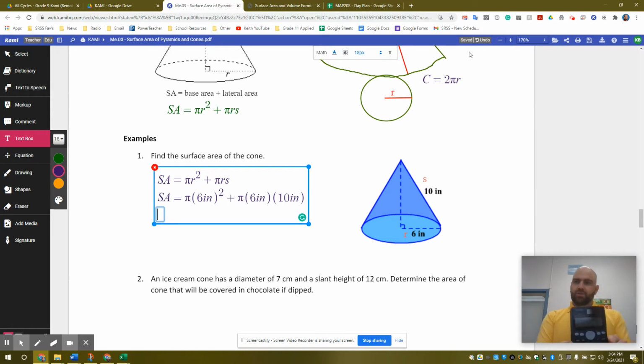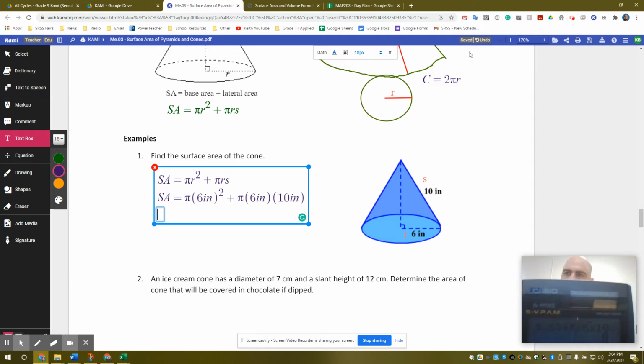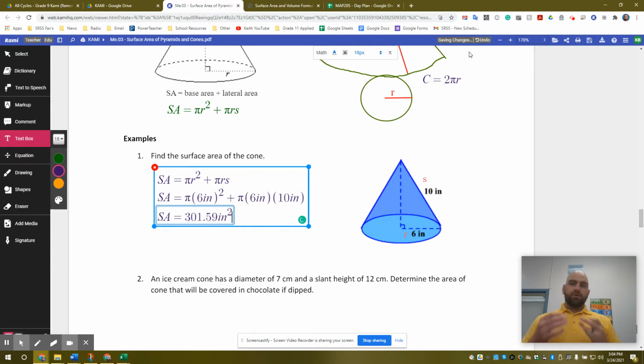Now you'll notice I'm just going to show you in the little screen. You might be able to see, you might not. Oh, that's going to be a little tough. Okay, I just wrote it out completely straight through with my calculator. I don't hit equals at all until the end. And when I do hit equals, I get that the surface area is equal to 301.59 inches squared. And that is how we find the surface area of a cone. Use the formula, plug in the radius and the slant height to solve for the surface area.